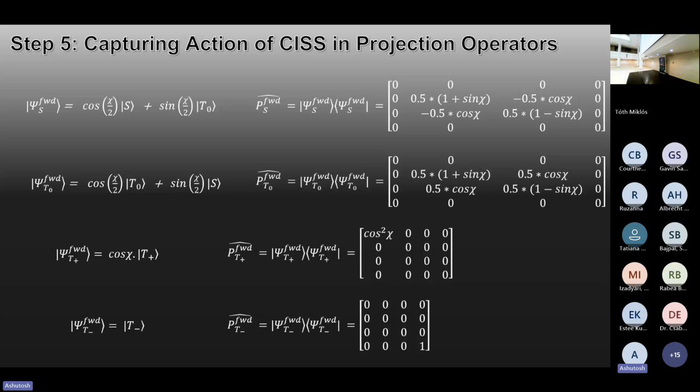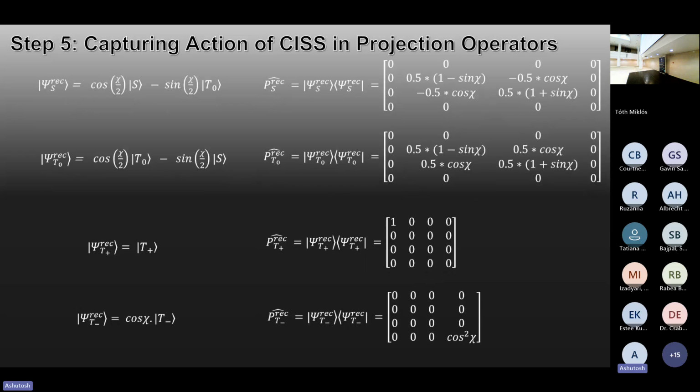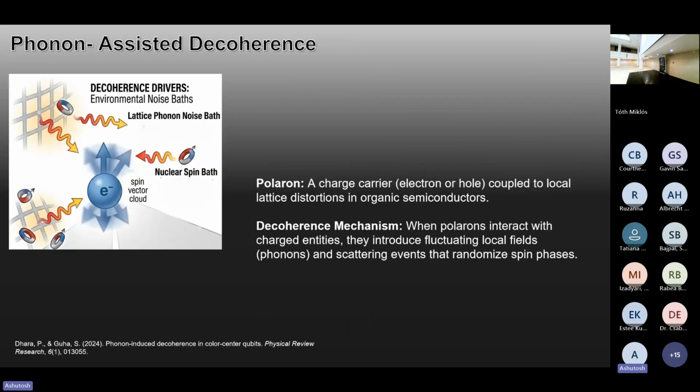So again, we can specify the state vectors and make the projection operators out of them, and we can do the reverse for the recombination, which is the transport of electrons in the opposite direction, where we extract spin states from the down state and provide them to the up state. Now we use these projection operators in our modified Lindblad equation, which is generally used for solving open quantum systems. There's one more term that we need to include in order to get realistic results, which is phonon-assisted decoherence, where a polaron can couple to local lattice distortions, and it can introduce fluctuating local fields, which are called phonons, which will produce scattering events that will randomize spin phases.